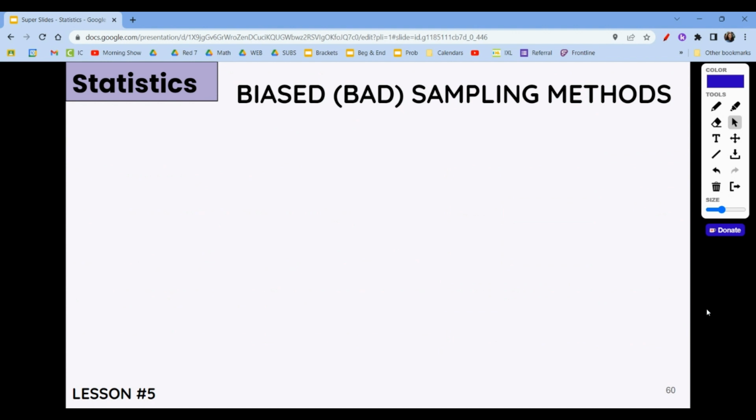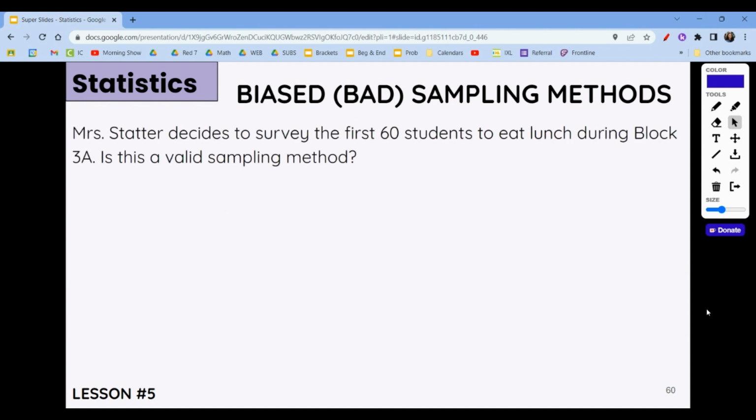Now let's talk about biased or bad sampling methods. Mrs. Statter decides to survey the first 60 students to eat lunch during Block 3A. Is this a valid sampling method? No, this is not valid.